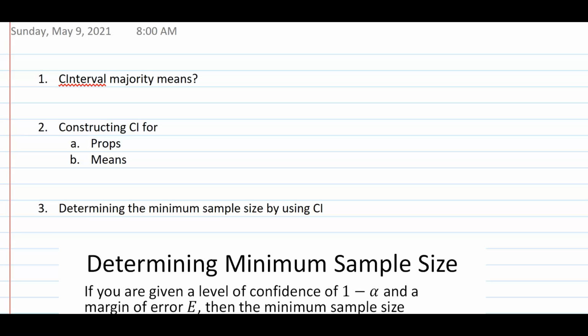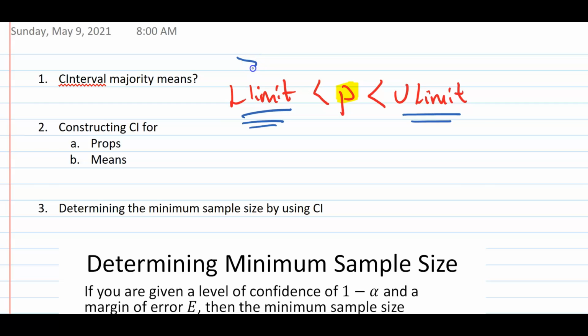So first one from Unit 3. What does confidence interval majority mean? There were lots of questions about that. If we claim that majority lies in that confidence interval, remember confidence intervals are about parameters, right? Here in this case, it's the population proportion. So both the upper limit and the lower limit should be greater than or equal to 50%. Then we can say that, yes, majority lies in there.